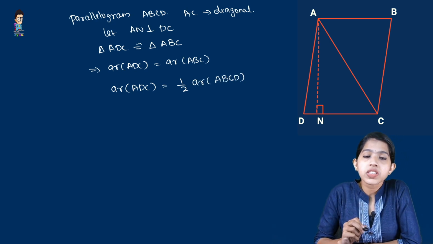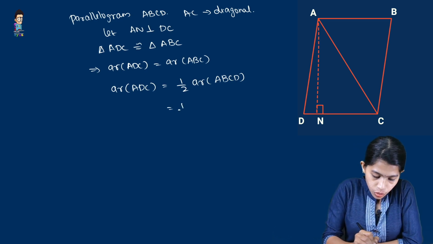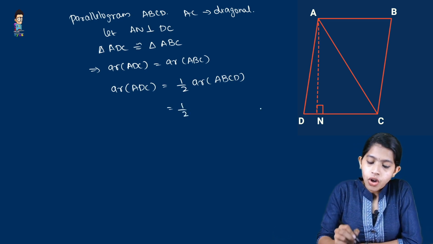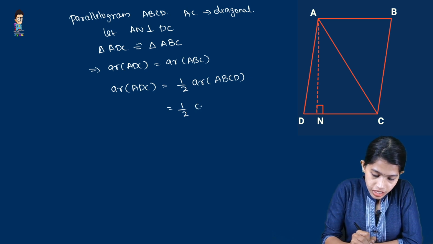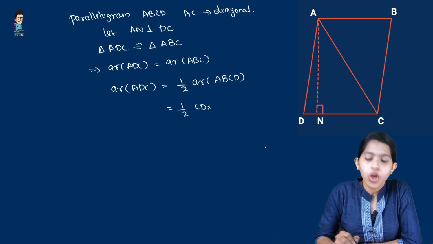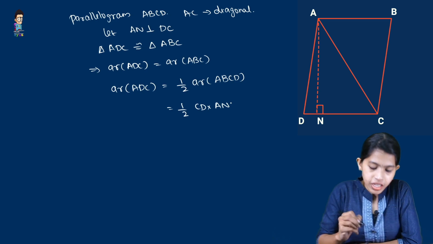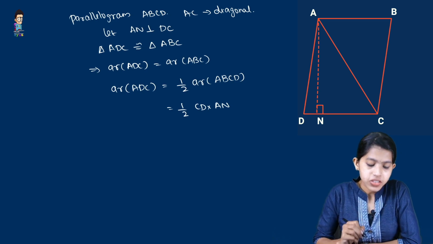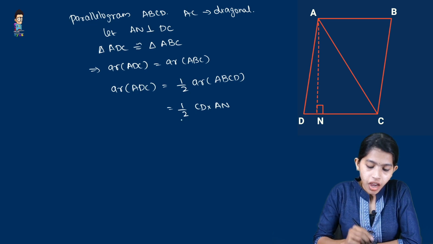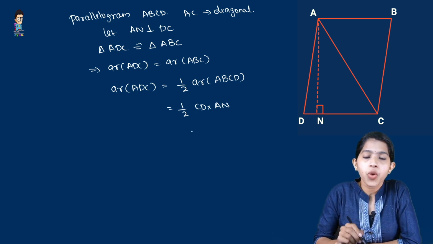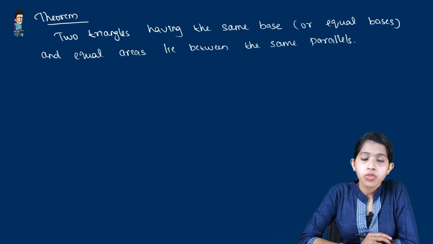Then what is the area of parallelogram ABCD? This is equal to the base of the parallelogram CD times the corresponding altitude AN. Hence, we can say that the area of the triangle ADC is half into the base of the triangle CD into the corresponding altitude. Now, we will discuss the converse of the previous theorem.